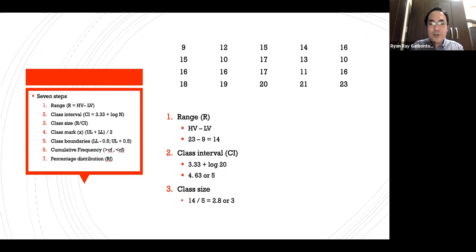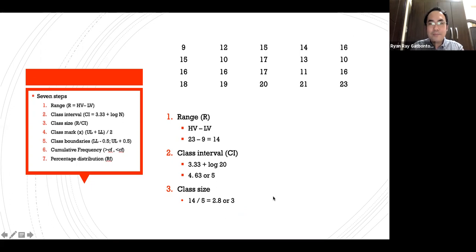The next is your class size, or the range of values that will fall inside a certain class interval. The class size is determined by the range divided by your class interval. So the range is 14. We divide it by 5, we get 2.8. Again, we make this an integer so that it will be easier for us to handle our data. So it's around 2.8, or we get 3.